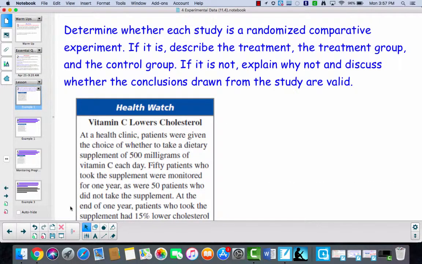All right, so we're going to look at this first example. You have it in your notes. We're going to determine whether each study is a randomized comparative experiment. If it is, we're going to describe the treatment group and the control group. If it's not, we're going to explain why not and discuss whether the conclusions drawn from the study are valid. So we're going to look at this one together.